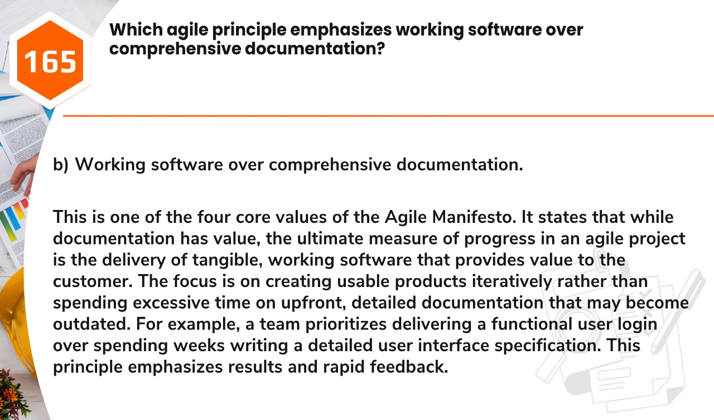Answer, B. Working software over comprehensive documentation. This is one of the 4 core values of the Agile Manifesto. It states that while documentation has value, the ultimate measure of progress in an Agile project is the delivery of tangible, working software that provides value to the customer.